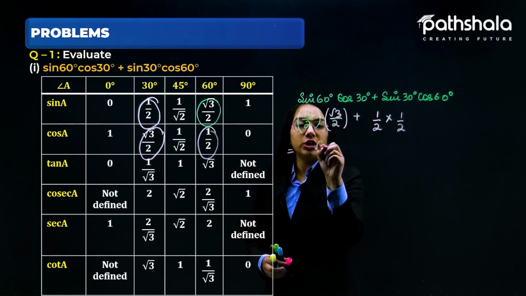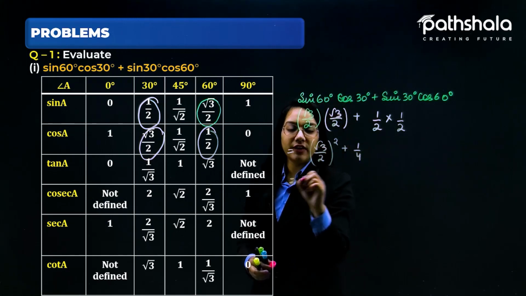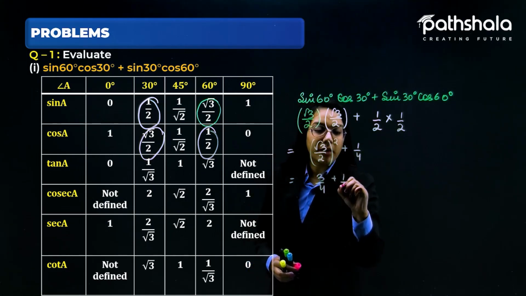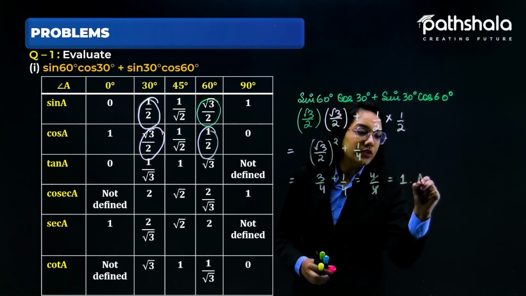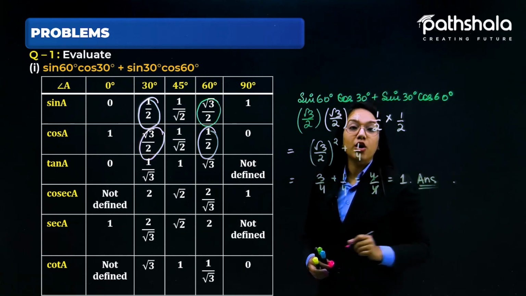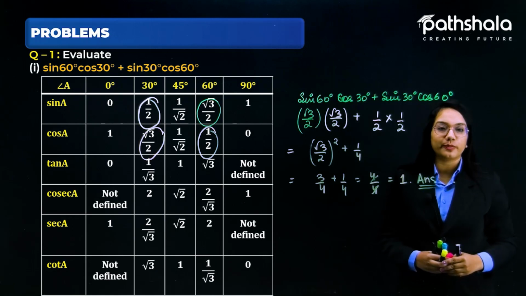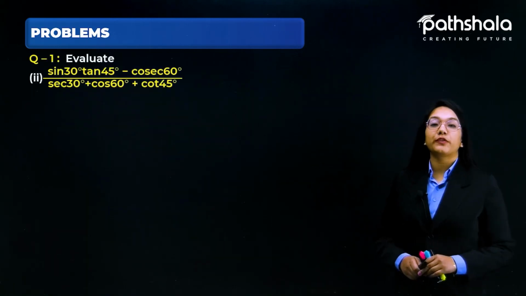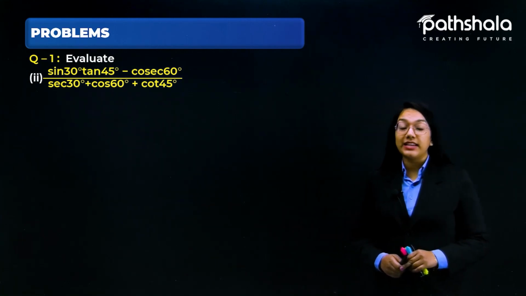We have root 3 by 2 whole square plus 1 by 4. Further we can write this as 3 by 4 plus 1 by 4, which is 4 by 4, and hence the answer is equal to 1. So this is the answer for the very first part. Now let's see the second part of question number 1, which says evaluate sin 30 tan 45 cosec 60 sec 30 cos 60 cot 45.